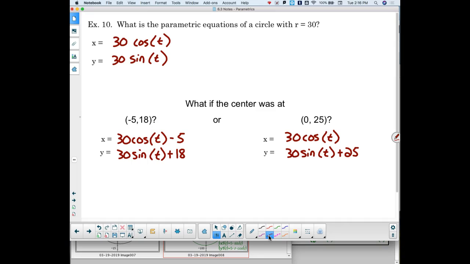Because with a Ferris wheel, if you're riding it, and you start over here and go around the Ferris wheel, you have vertical motion and horizontal motion at the same time. So that's a great use of it.